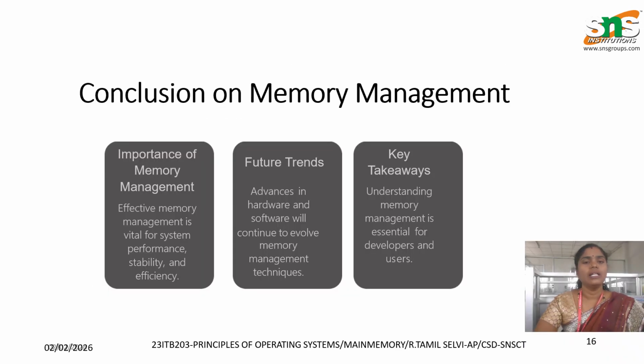So, conclusion. Think of the main memory like classroom benches. Students, like processes, occupy seats, and the seats are considered as memory. If seats are managed properly, everyone sits comfortably. If not, space is wasted or overcrowded. So this is the example for memory management. In future, advances in hardware and software will continue to evolve memory management techniques. The main key takeaway is that understanding main memory management is essential for every developer and user.